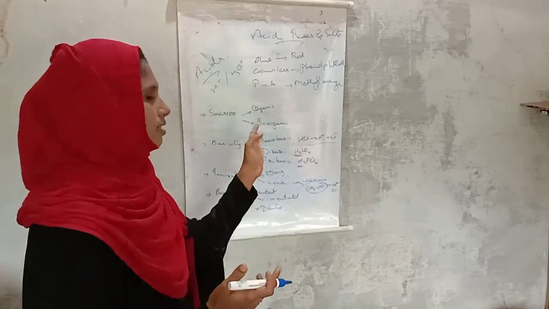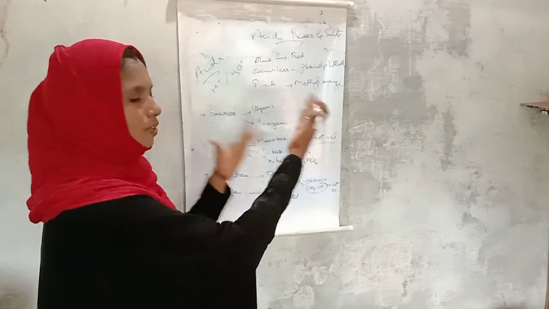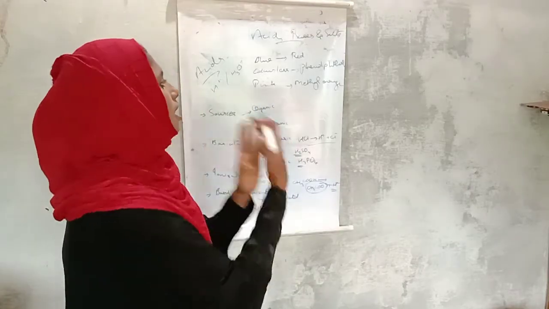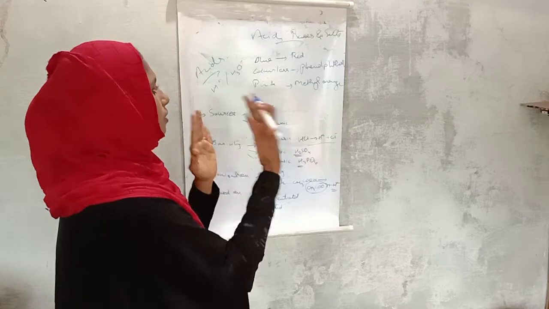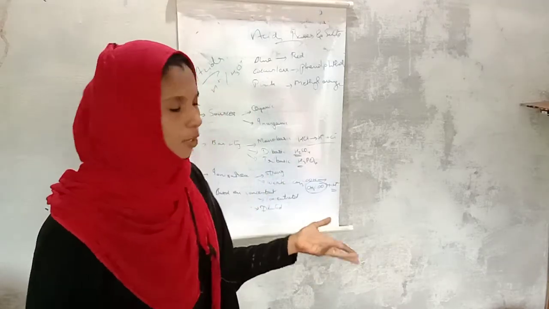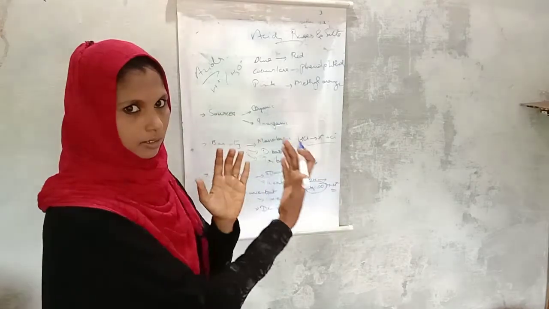Okay. And if it is an acid, what will the color change be? I told you that blue litmus paper changes to red. With phenolphthalein, there will be no color. With methyl orange, the color of the acid will change into pink. That is about acid observation.